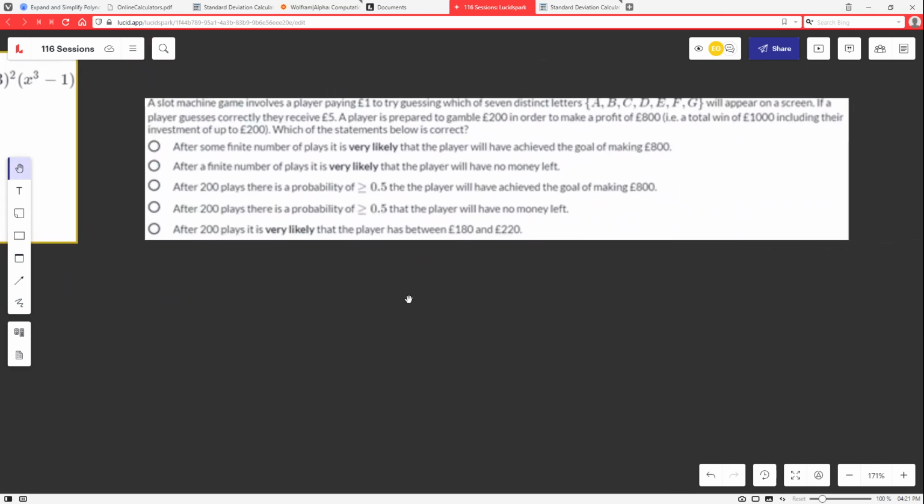Okay. A slot machine game involves a player paying £1 to try guess which of the 7 distinct letters from A to G will appear on a screen. If the player guesses correctly, they receive £5. A player is prepared to gamble 200 in order to make a profit of 100, a total win of 300, including the investment of up to 200. Which of the statements below is correct?